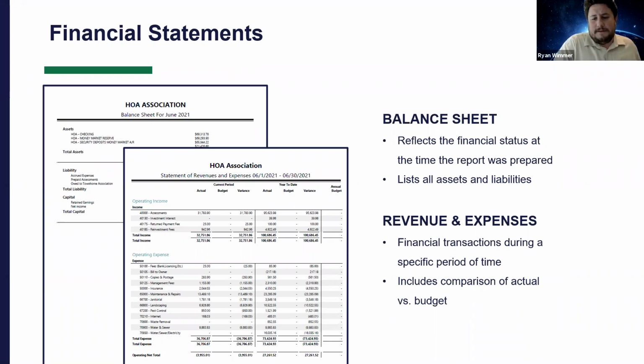Liabilities, those include accounts payable, invoices that you've received but haven't paid yet. Accrued expenses, expenses incurred but for which a bill has not been received. Assessments received before they were due. Don't want to spend that money in the wrong month. The fund balance is the difference between your assets and your liabilities.